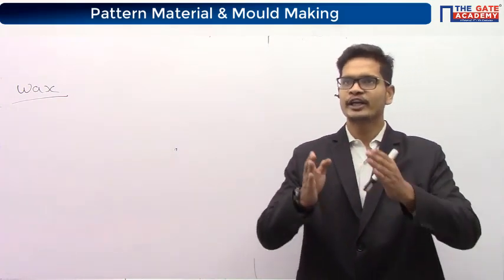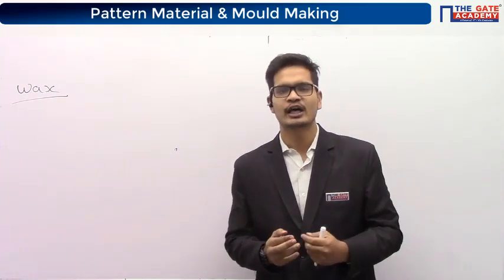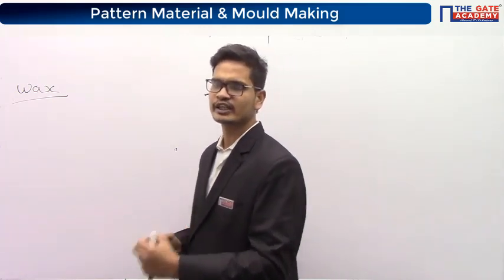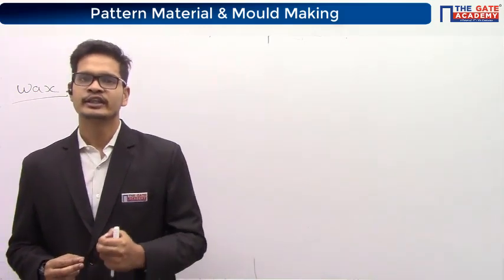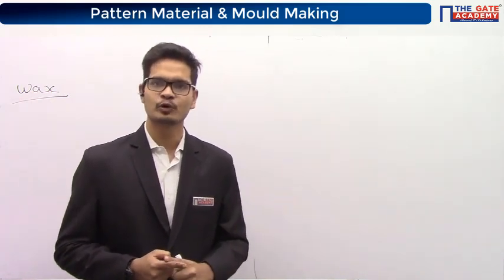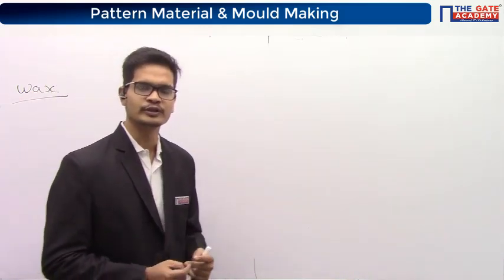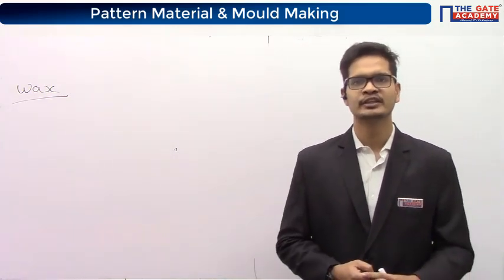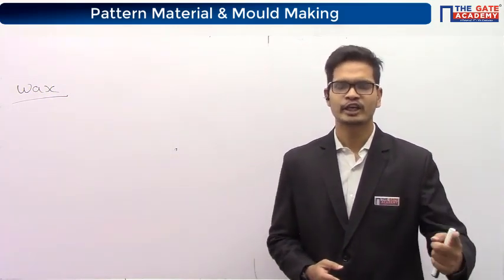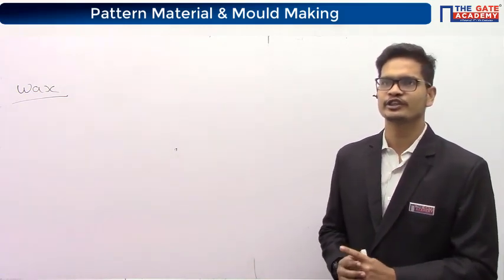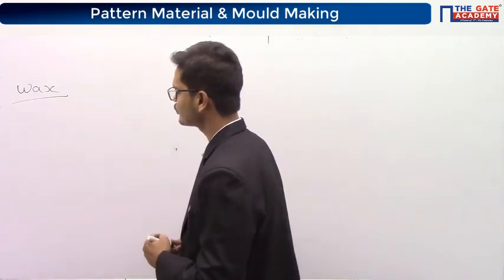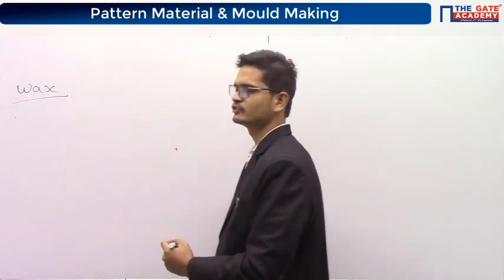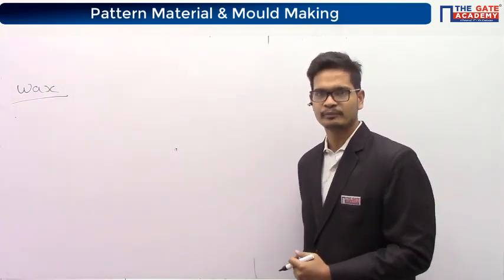And also you might have seen the surface of the wax candle. How is the surface of the wax candle? It is very smooth, right? If the surface of the pattern material is smooth, the surface of the cavity will be smooth. And if the surface of the cavity is smooth, the surface of the final casting will be smooth. Hence, by using wax pattern, we will get a very good surface finish. Because of these three reasons, wax is used as a pattern material.